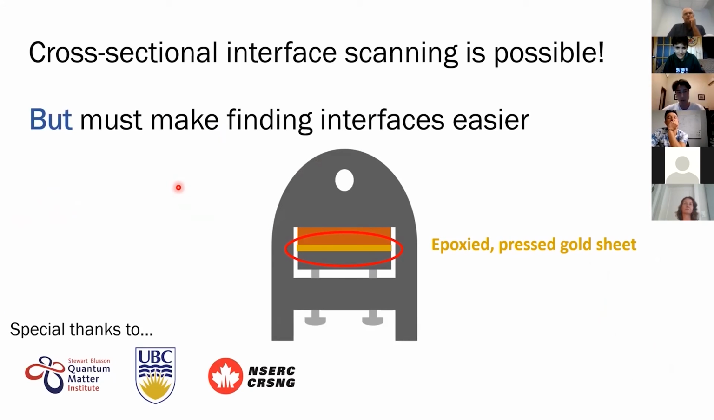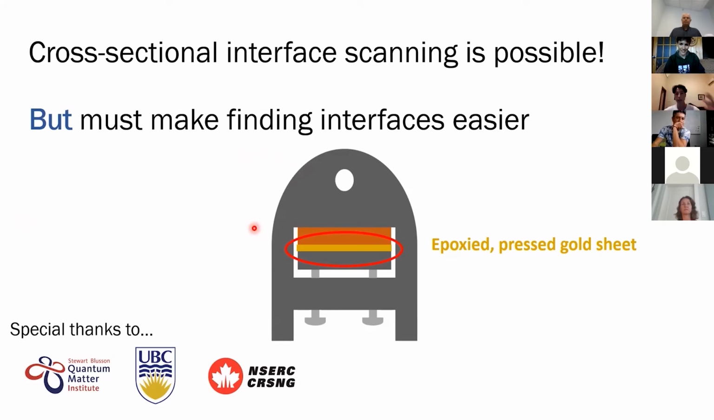So to sum it all up, cross-sectional interface scanning is possible. We can prepare samples in such a way that we can get a clean look at the atoms in a cross-section. But if we want to scan interfaces, we have to make finding them under the STM, purely from STM images, especially considering the kind of camera capabilities of some of the more precise STMs, easier. We have to make finding this interface easier.